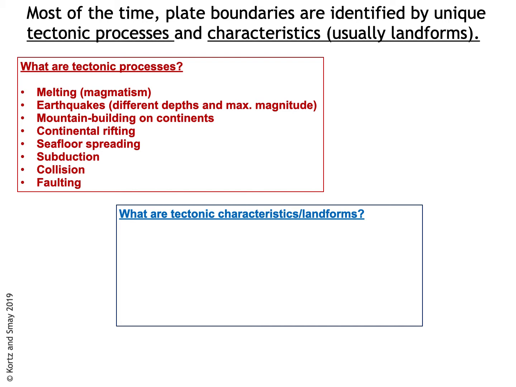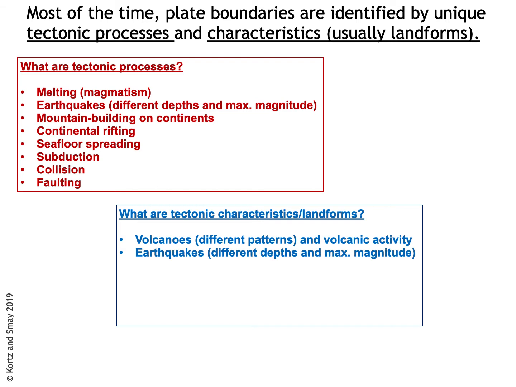So common tectonic characteristics or landforms include volcanoes, and you've already looked at lab different patterns of where the volcanoes occur, and volcanic activity. So volcanic activity basically means the same thing as melting. Again, we're kind of crossing back and forth here, but trying to hit all the bases. Earthquakes can be considered a characteristic or a process. I think we're mostly going to list them as process from now on. Sometimes they are listed here as characteristics. Faults, breaks in rocks, go along with earthquakes, occur by the process of faulting.